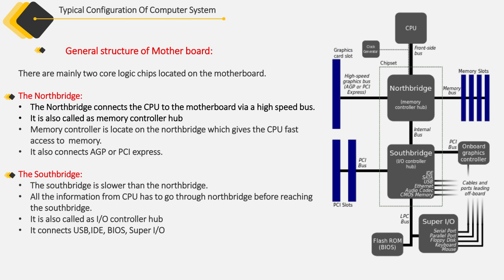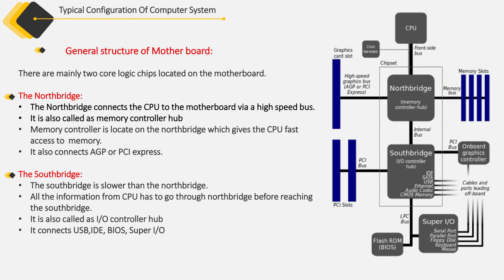North bridge and the south bridge are the two chips in the chipset. North bridge. The north bridge connects the CPU and the motherboard via high-speed bus. It is also called the memory control hub. The memory controller is located on the north bridge, which gives the CPU fast access to the memory. It also connects AGP and PCI Express.